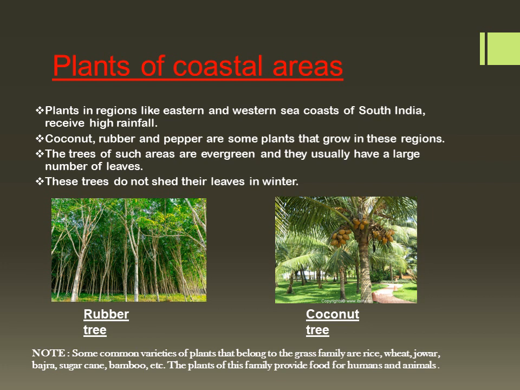Some common varieties of plants that belong to the grass family are rice, wheat, jawar, bajra, sugarcane, bamboo, etc. Food for humans and animals.